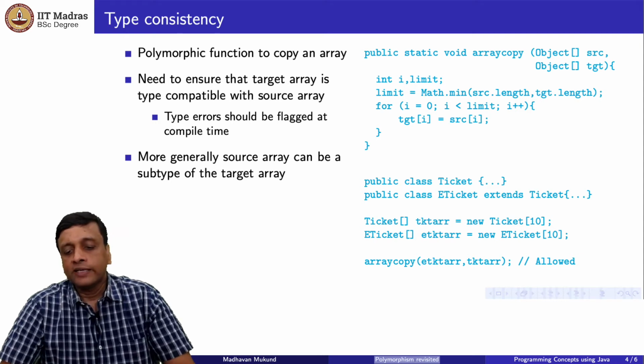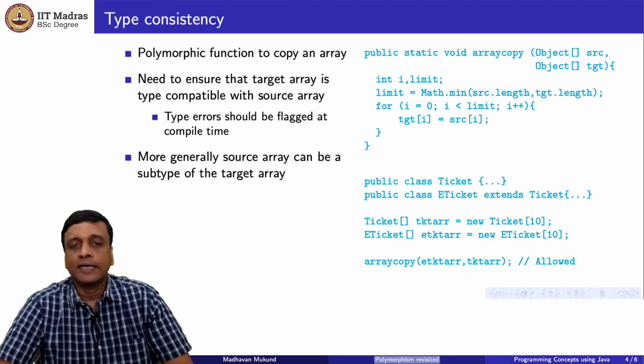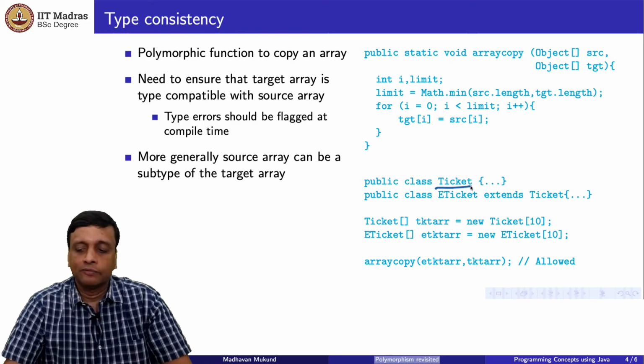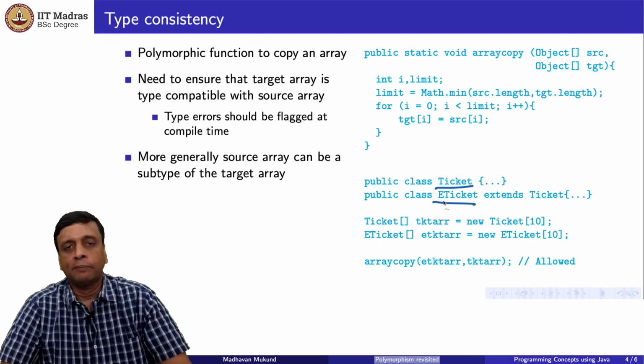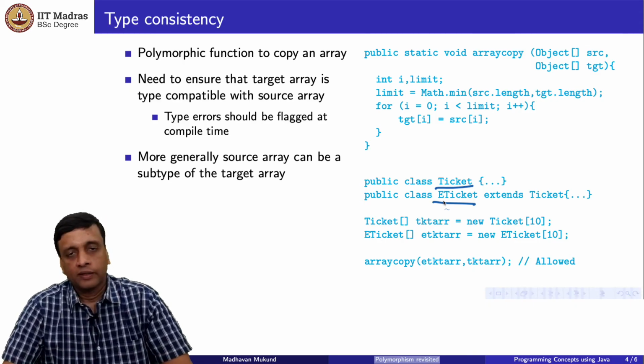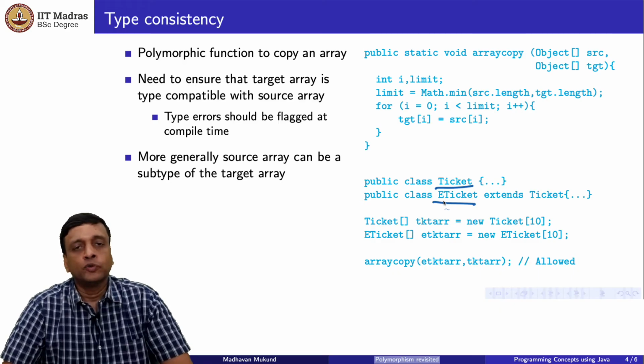Now, more generally, it's not enough to just say that these must be the same type. It's not necessary that both are date or both are employee. For instance, we could have one type which is a subtype of another. We could have a class, say, which holds information about tickets, and then we could have a subtype called e-ticket, which holds something about electronic tickets, which might hold extra information like what IP address it was booked from and so on. So now everywhere where I see a ticket, I can also use an e-ticket.